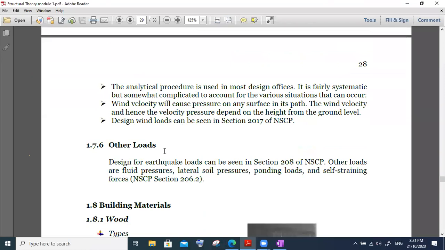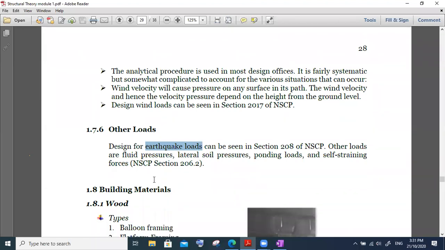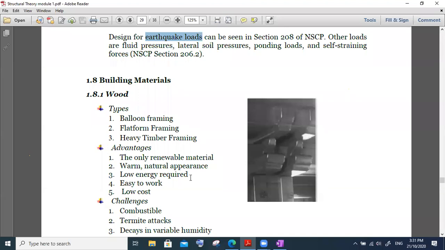Other loads are designed for earthquake load, or what we call seismic load, which can be seen in section 208 of the NSCP. The other loads are fluid pressures, lateral soil pressure, ponding loads, and self-straining forces, which can also be seen in NSCP section 206.2. And we'll proceed to our last topic, building materials.